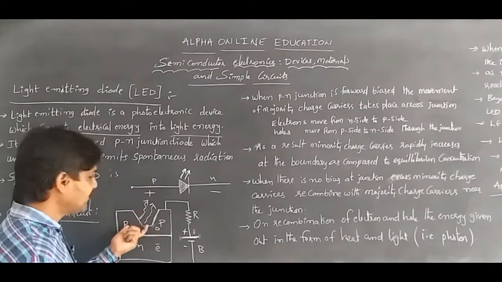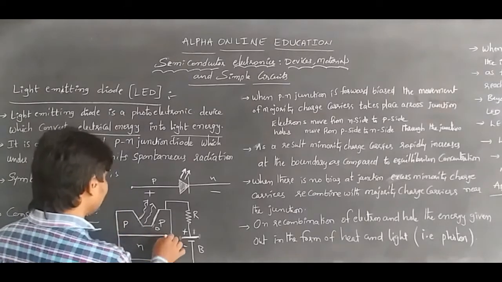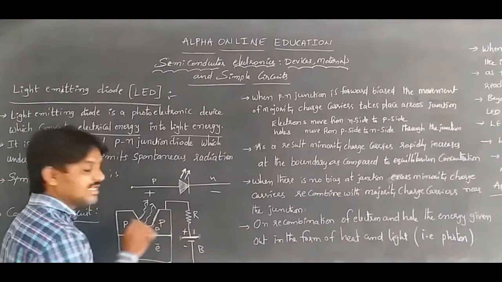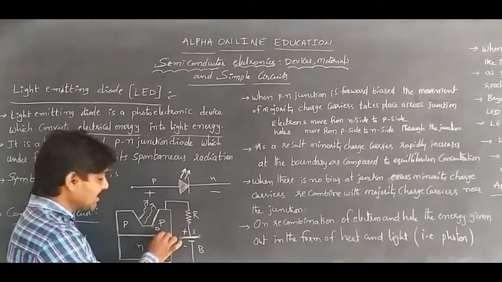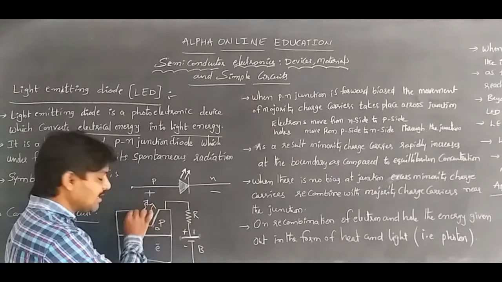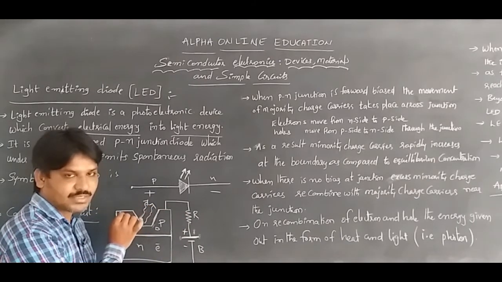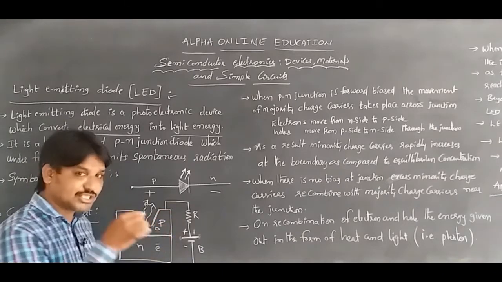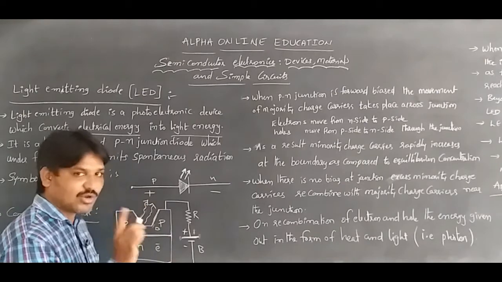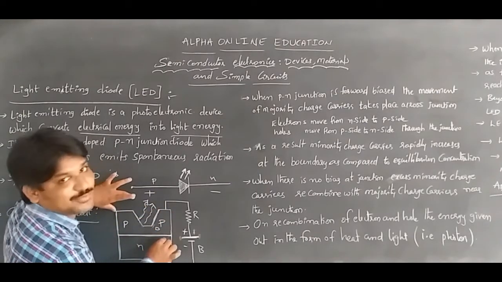So here we can say that whenever the forward current increases, the intensity of the light emitting diode also increases. And if the forward current is small, then the intensity of the light emitting diode is also small.